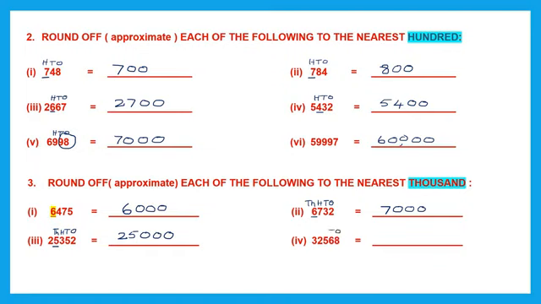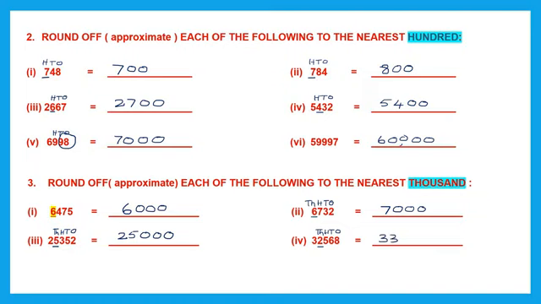32,568. Ones, tens, hundreds, thousands. 2 is in the thousands place. The digit to the right is 5. That means 2 will change to the next digit. 2 will become 3, and the digit to its left will remain the same. So 3 and 2 has become 3 now.